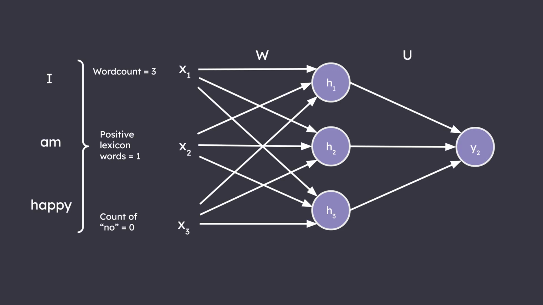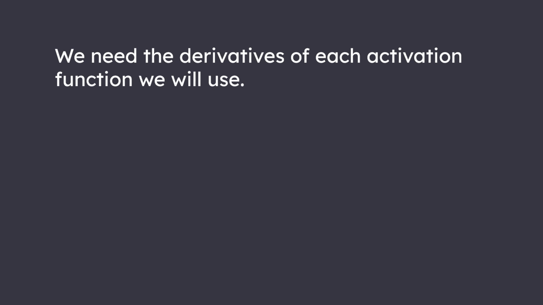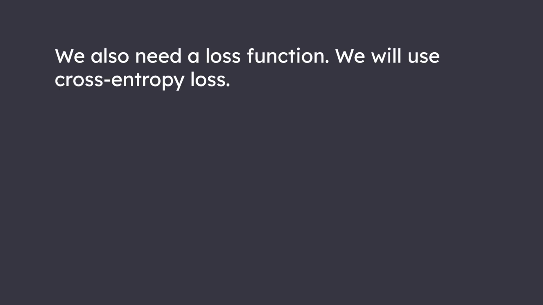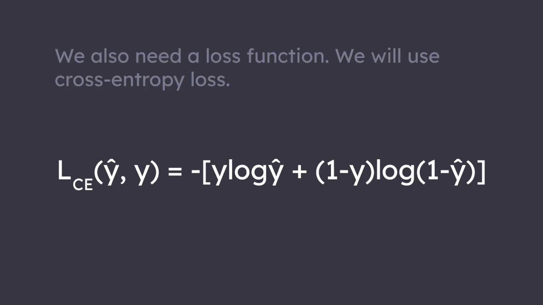Let's set the stage for training. We need the derivatives of each activation function we use. The derivative of sigmoid is sigmoid times 1 minus sigmoid. We also need a loss function. We will use cross-entropy loss. Cross-entropy loss is the negative of the true label times the log of the predicted label plus 1 minus the true label times the log of 1 minus the predicted label.